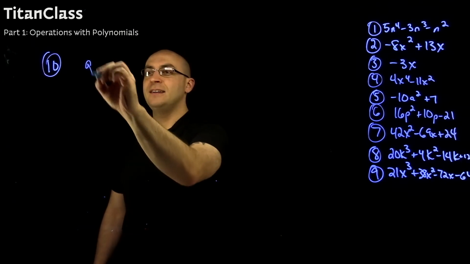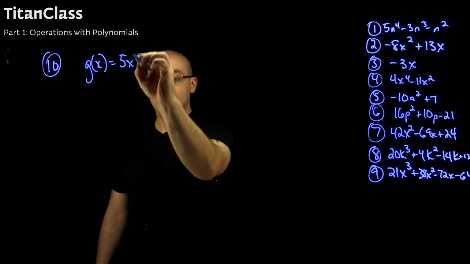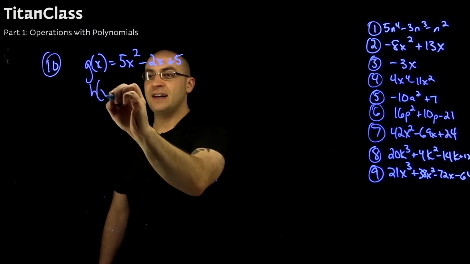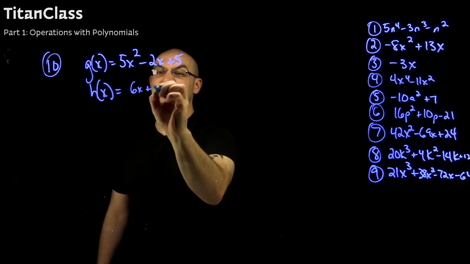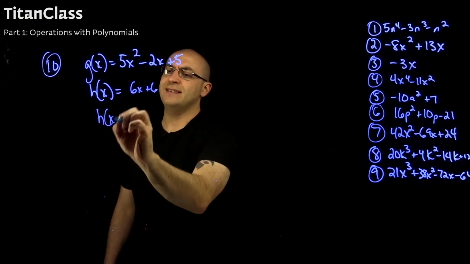I'll fix this. g of x is 5x squared minus 2x plus 5. h of x is 6x plus 6. Okay. Now it says to do h of x times g of x.